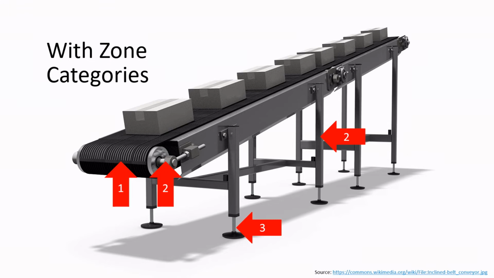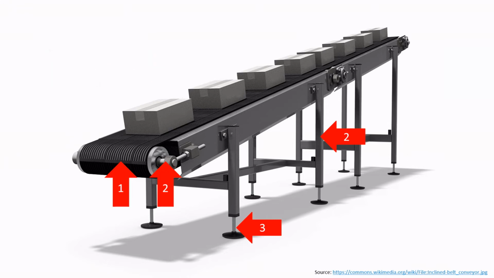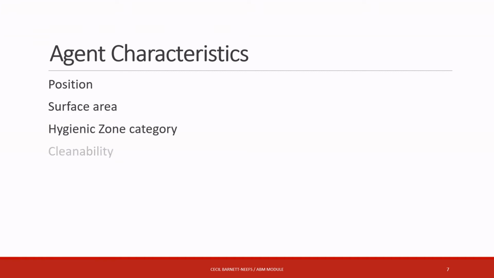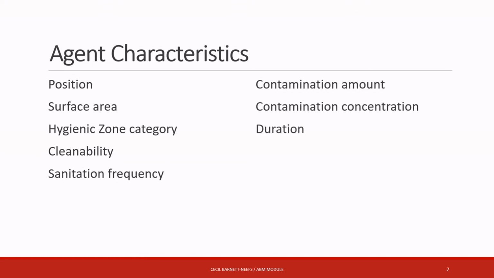It is important for a model designer to decide how many subcomponents can be represented by one agent. Additionally, other characteristics that need to be set include position, surface area, hygienic zone category, cleanability, and sanitation frequency. The model will then track other values on each agent as part of the simulation, such as the quantity of contamination, duration of contamination, frequency, and the water level, the amount of water on a specific agent.